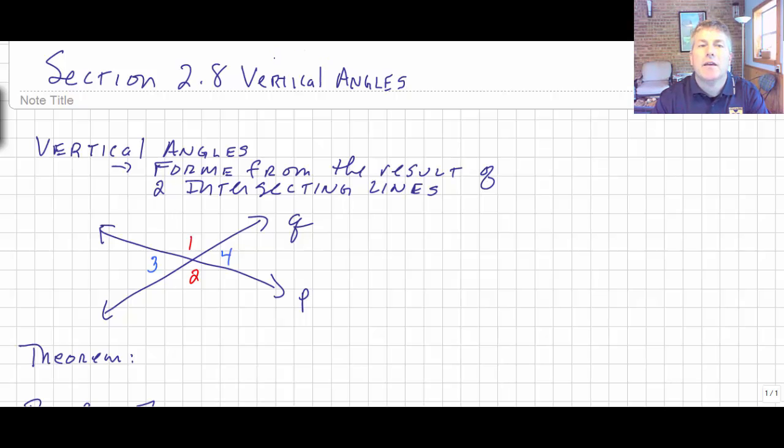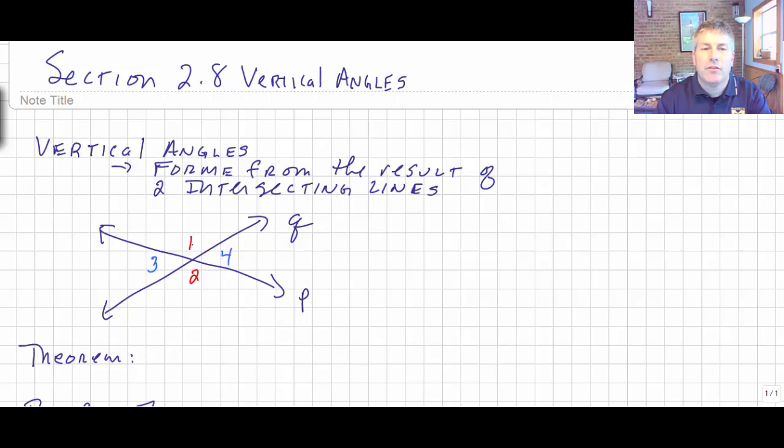Welcome back. In this video, I'm going to introduce the concept of vertical angles. Vertical angles is one of the more straightforward concepts in geometry, and students generally grasp this pretty quickly. Well, vertical angles are angles that are formed from the result of two intersecting lines. So here we have two lines, line Q and line P, that intersect.